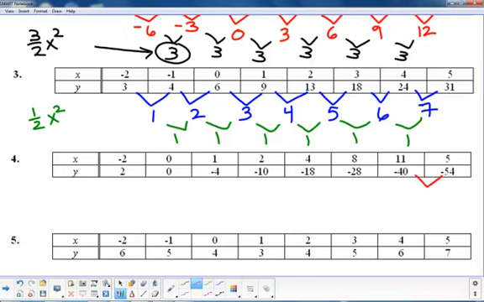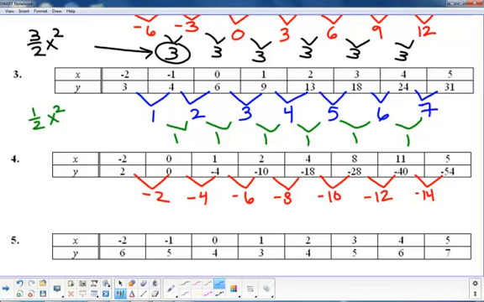Negative 54 minus negative 40 is a negative 14. Negative 40 minus a negative 28 is a negative 12. Negative 28 minus a negative 18 is negative 10. Negative 18 minus negative 10, negative 8. Negative 10 minus negative 4, negative 6. Negative 4 minus 0, negative 4. 0 minus 2, negative 2.